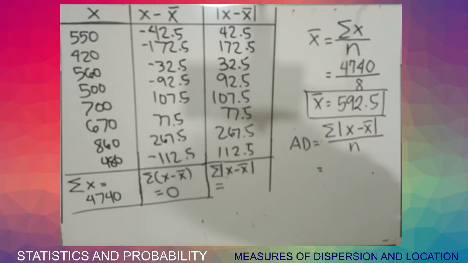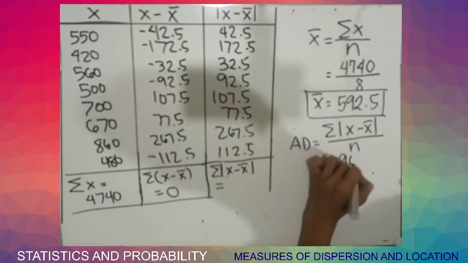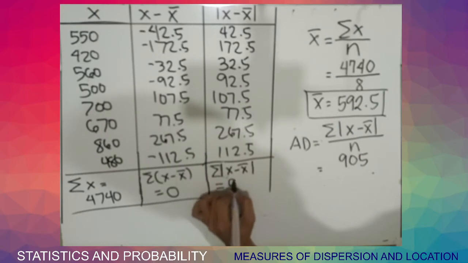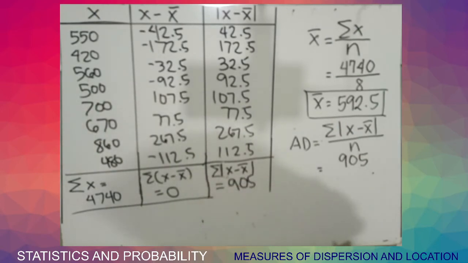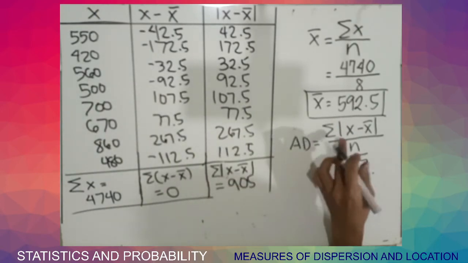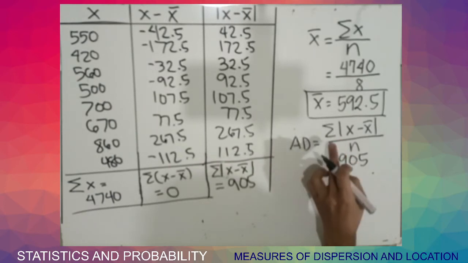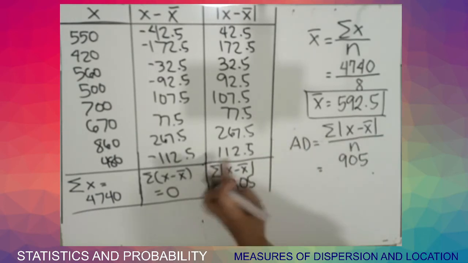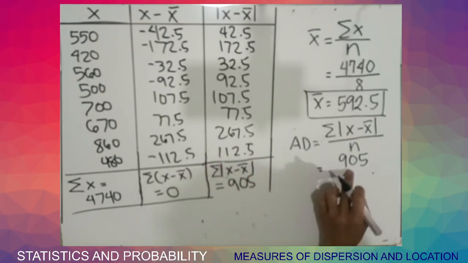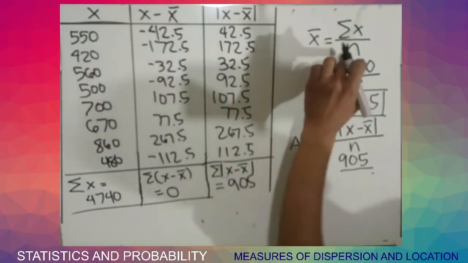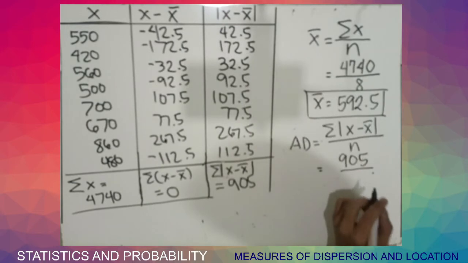Okay. It is 905. So, 905 yung total natin dito. Then, yung sagot natin dito sa numerator natin na summation of x minus x bar ay ito, kaya naging 905. Then, yung n natin, yung bilang pa rin ng n natin kanina, which is 8.